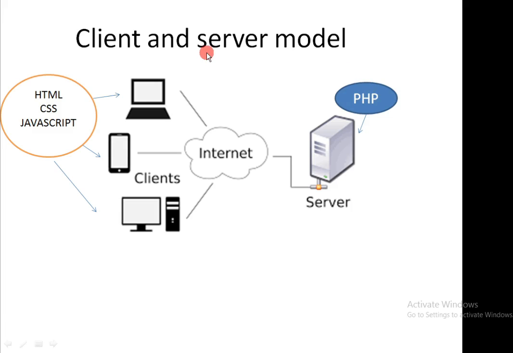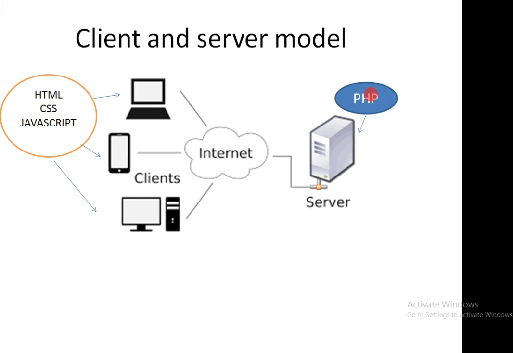Now we will learn some of the client and server model before moving to the next topic. For example, we are using our system, mobile, or laptop. We are the client, one unit, and this is the server. When we make any kind of request, for example, we open our browser and type any URL, our request goes to the internet, and from the internet to the server, and everything that is managed or controlled on the server is done by PHP.